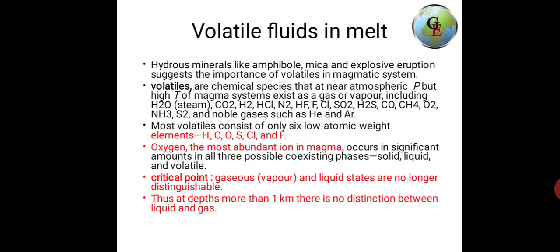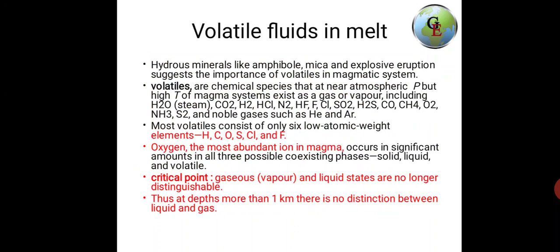Then, what are the volatile fluids present in magma, and what are their roles? The most important fluids are water, carbon dioxide, hydrogen, HCl, N2, HF, NH4Cl, SO2, H2S, CO, CH4, O2, NH3, H2, and other noble gases. Most volatiles consist of only 6 low atomic weight elements, that is hydrogen, carbon, oxygen, sulfur, chlorine, and fluorine, not silicon.